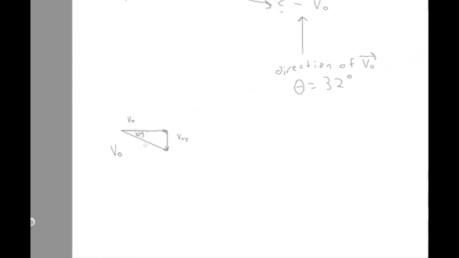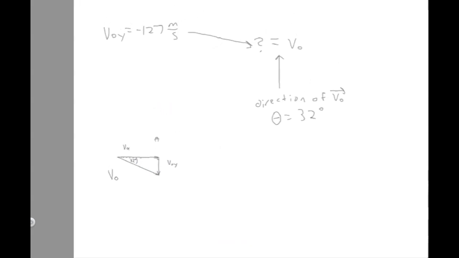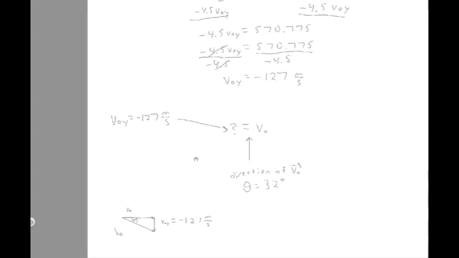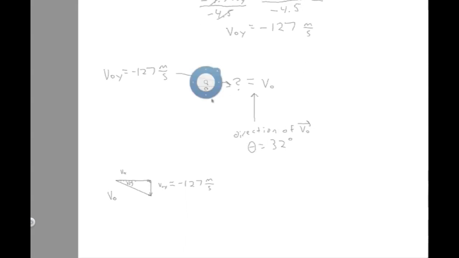Now, on most of the previous problems, we've known V naught and tried to figure out the components. But on this problem, we now know V naught y. We know this component is negative 127 meters per second. That's what we figured out from our earlier work. And what do we need to figure out now? We need to figure out V naught. So let's again put a question mark in to show what we need to figure out. So notice that at the moment we don't particularly care about Vx. We don't know Vx right now, but we don't particularly care about it either.